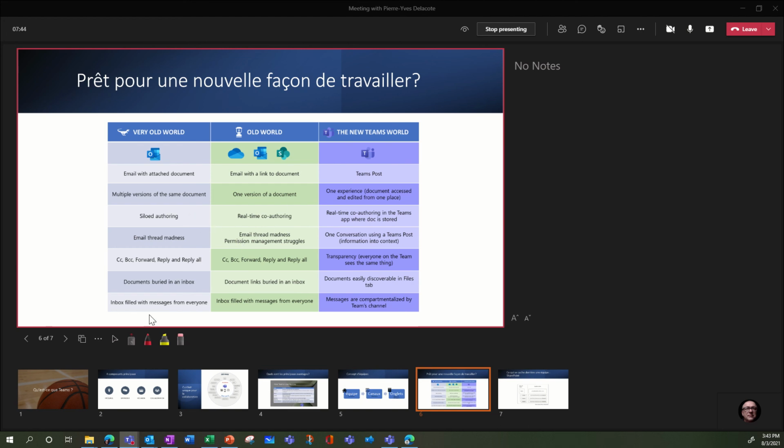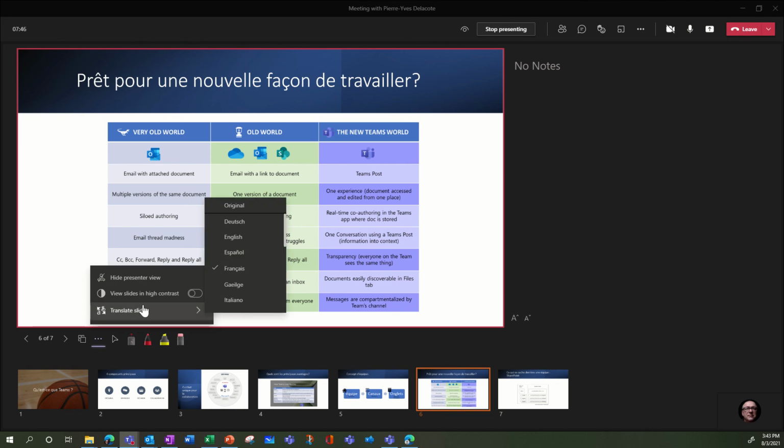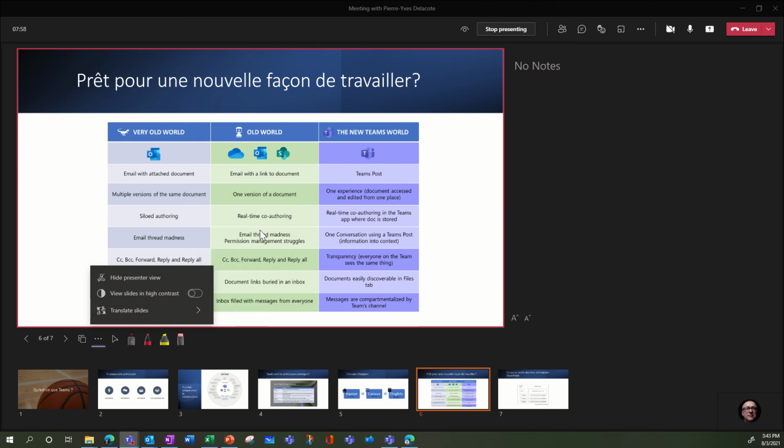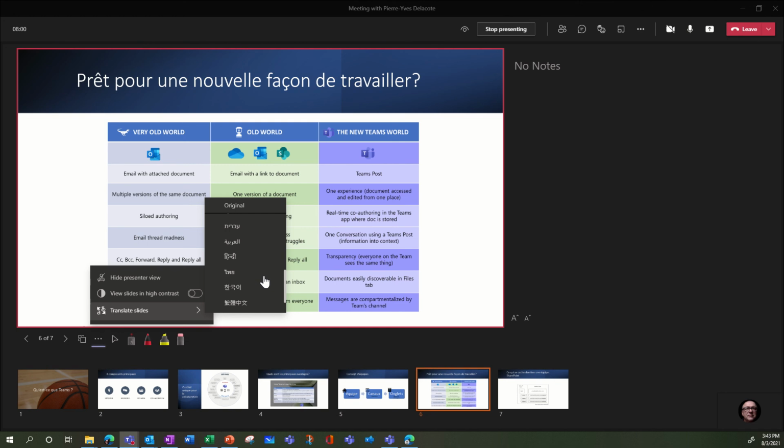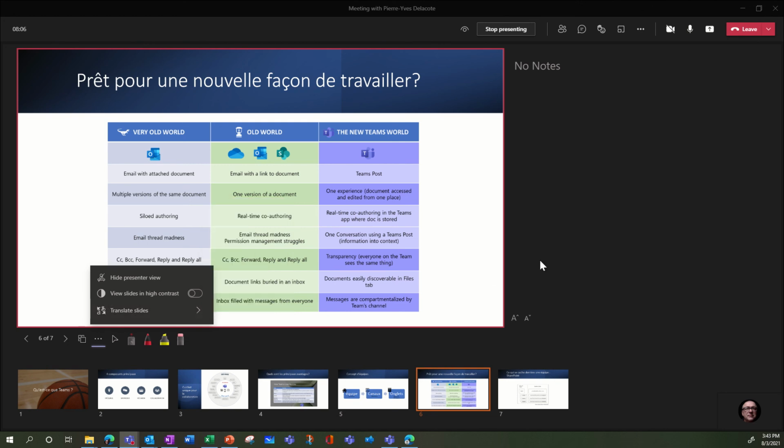I thought this translate slide feature might be useful for some of you, especially when you work in an international environment. It can be helpful from time to time. I guess it doesn't have all the languages, but there are a good amount of languages, including my language, French, and it's doing an okay job to translate, so it can be helpful.